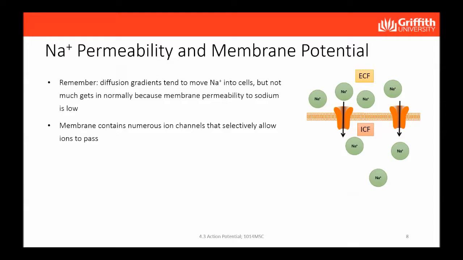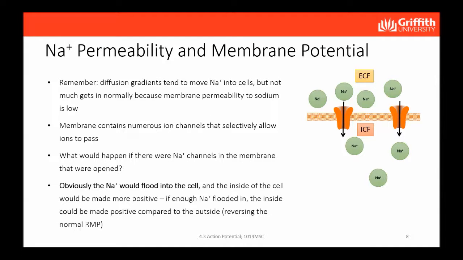The plasma membrane contains a variety of membrane proteins, some of which act as ion channels. These channels are selective as to the type of ions they allow to pass through. If sodium ion channels in the membrane were opened, sodium would diffuse through into the cell along its concentration gradient. The rapid influx of sodium would make the cell more positive, and if enough sodium enters the cell, the inside of the cell could be made positive compared to the outside, which is the depolarizing of the resting membrane potential that we mentioned earlier.